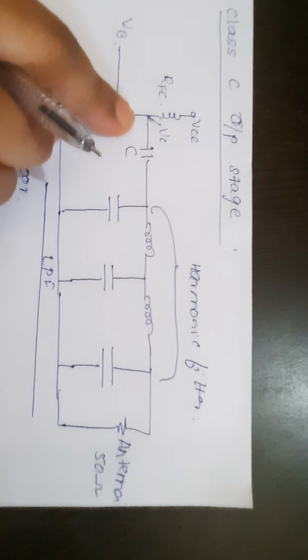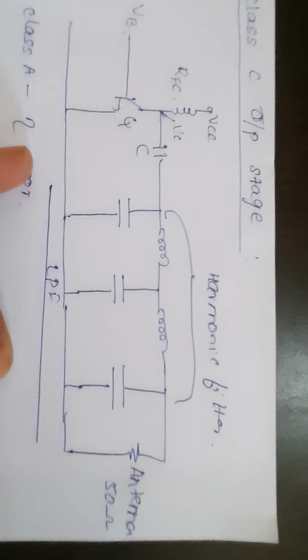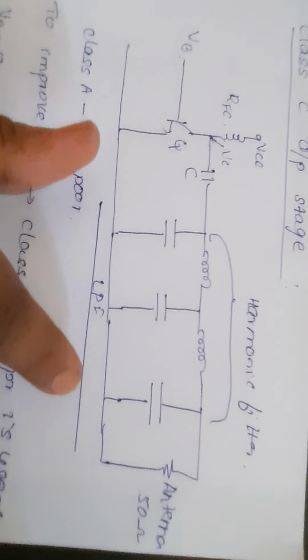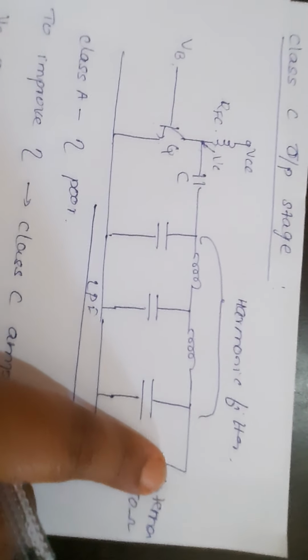The output voltage is fed to the low pass filter, which suppresses the high frequency present at the collector and produces the output similar to the input signal. It suppresses all the high frequency, and whatever is there at the input, the same is available at the output.